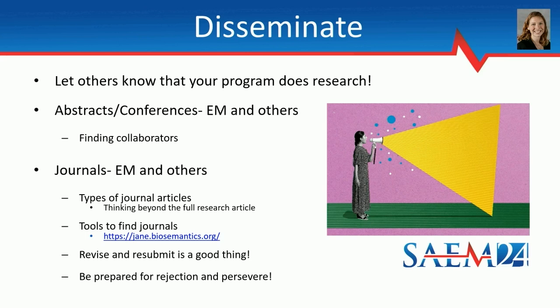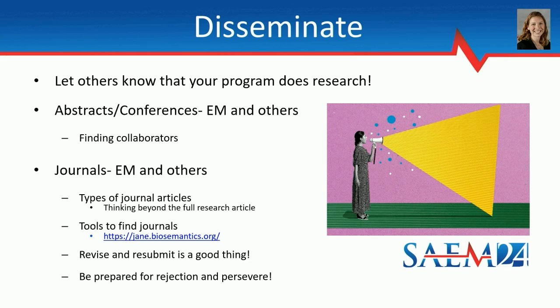Hi. So dissemination is really important too. Dissemination is important, you always hear it. You need to disseminate things, abstracts, manuscripts for promotion to add to your CV, but also you really want to let others know that your program does research and you do research, and that really helps with the collaboration that Mike was talking about.